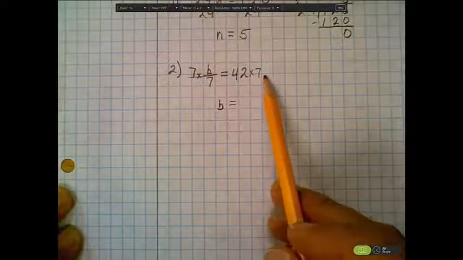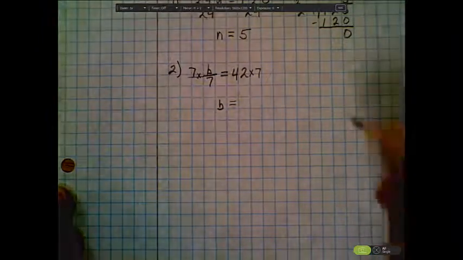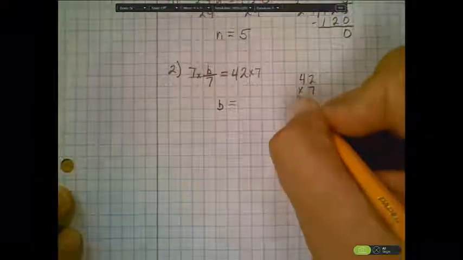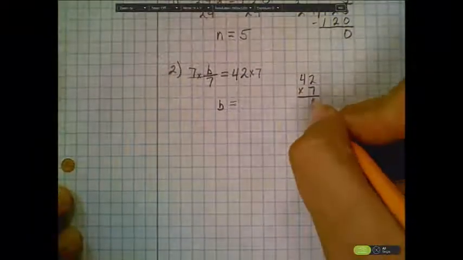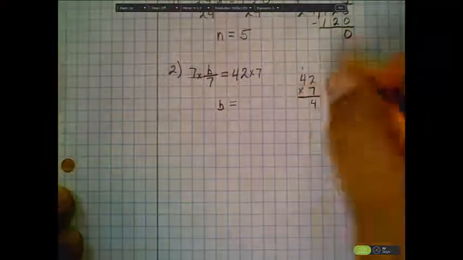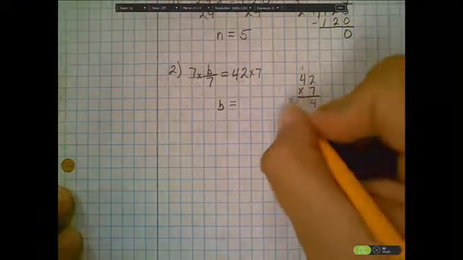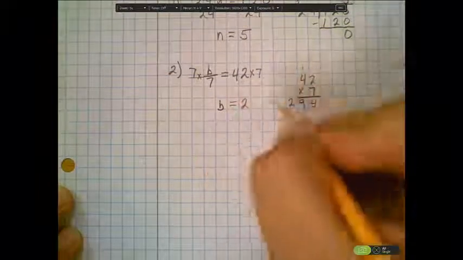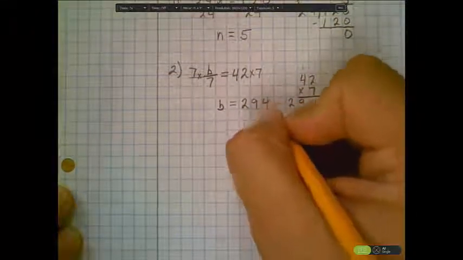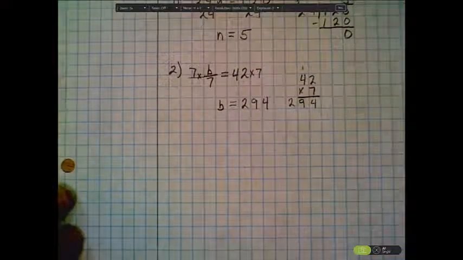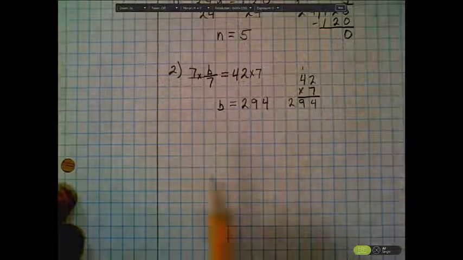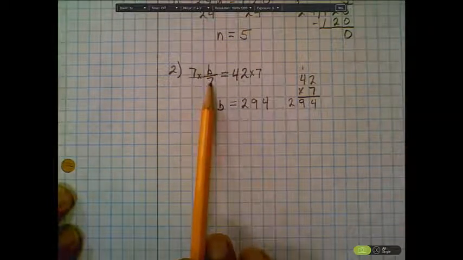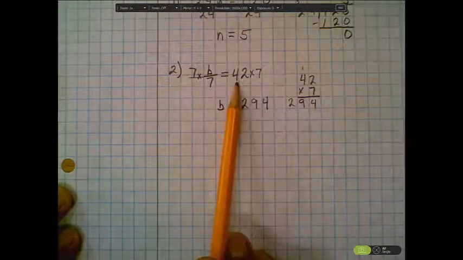And that is equal to 42 times 7. And again, I can't do that in my head, so I have to write it down over here. We have 42 times 7. 7 times 2 is 14. 7 times 4 is 28, plus 1 is 29. So b is equal to 294. So if you look back at our original problem, we had 294 divided by 7. That would equal 42.